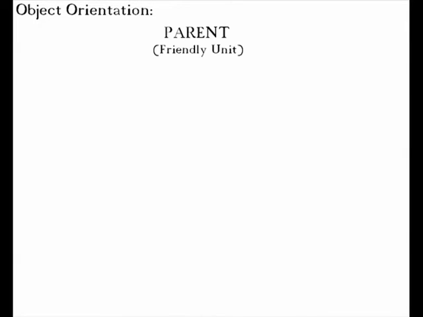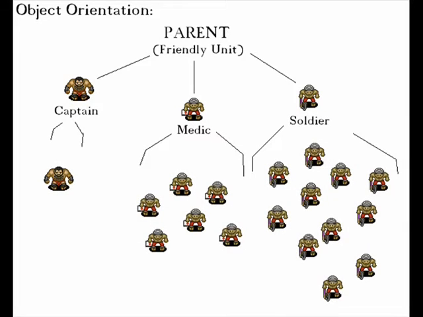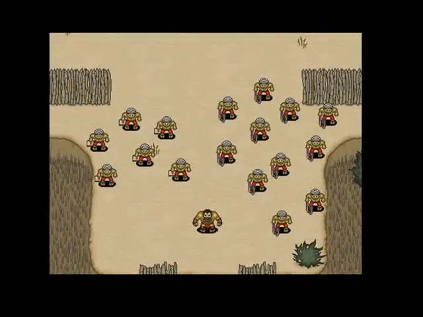You have a parent of type friendly unit with 3 different children: captain, medic, and soldier. Then each child with many different instances. Using these kinds of fundamental concepts of object-oriented programming, code can be better organized, more quickly written, and even more efficiently executed.